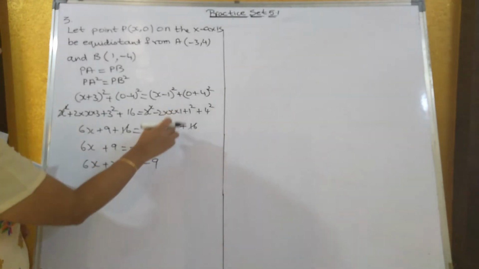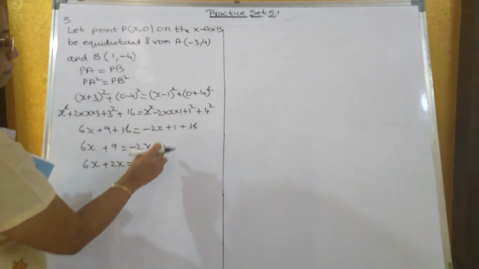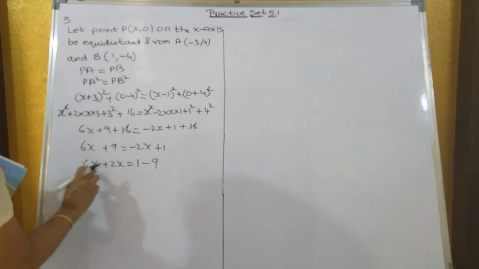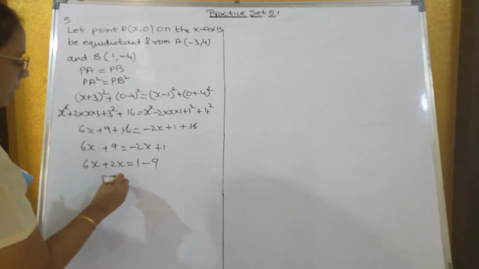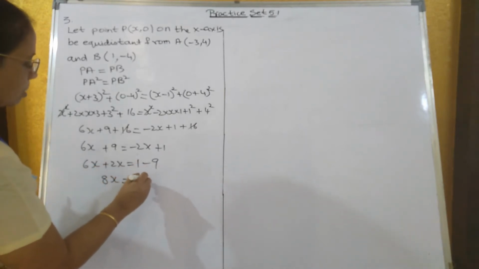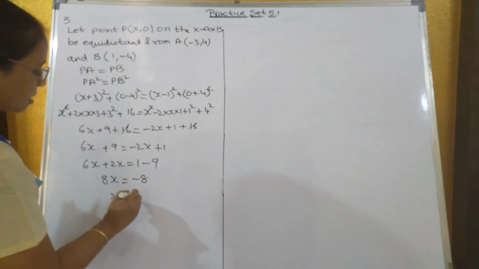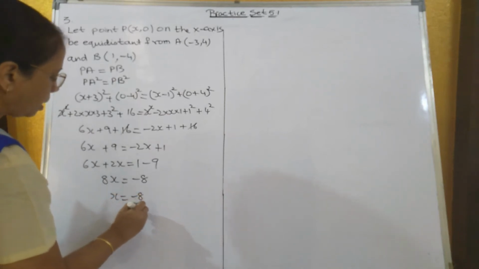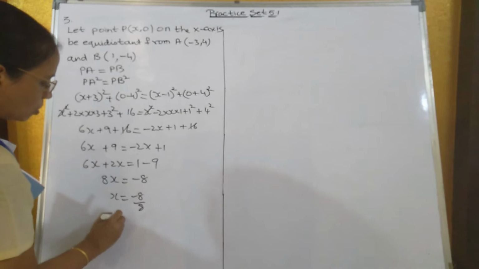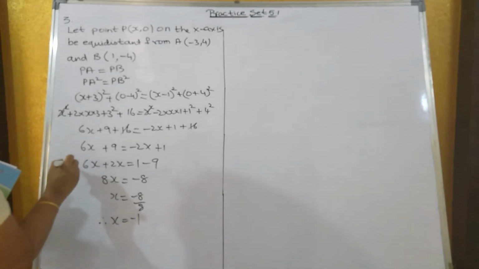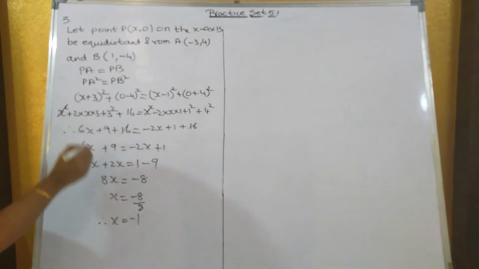Here I had not taken 1, so I have written the 1 here. Now 6x plus 2x is how much? 8x. And 1 minus 9 is how much? Minus 8. Therefore x is equal to minus 8 upon 8. Therefore x is equal to minus 1.